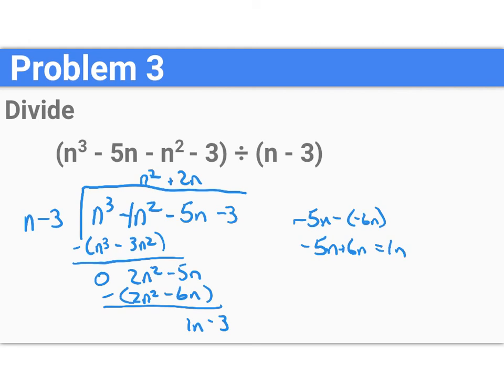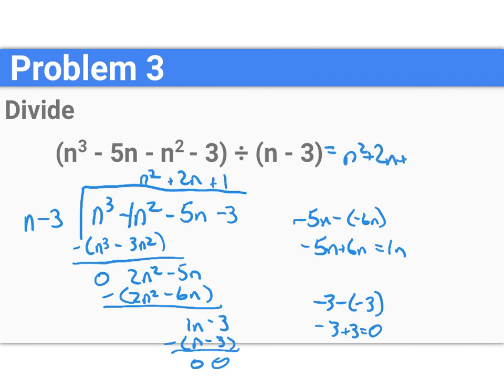And then we can see we just add 1 times n minus 3, in parentheses, keep your sign straight. 1n minus n is 0. Negative 3 minus a negative 3, negative 3 plus 3 is 0. Look at that, it works out to 0. And there we go. So this was n squared plus 2n plus 1.